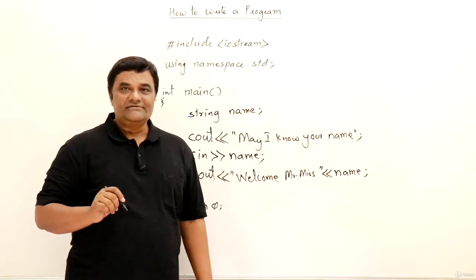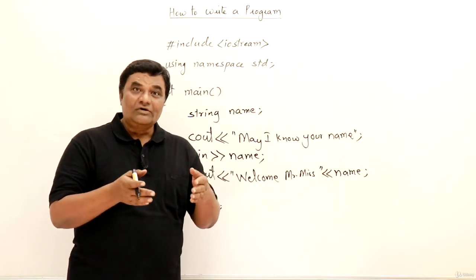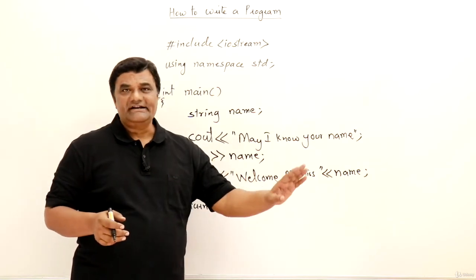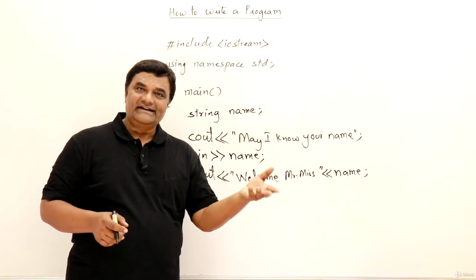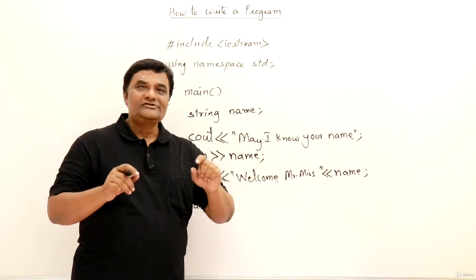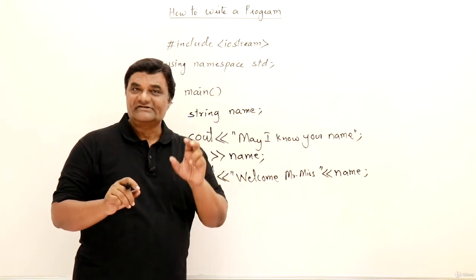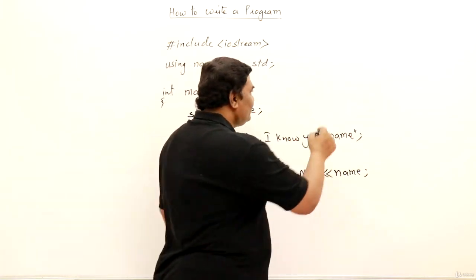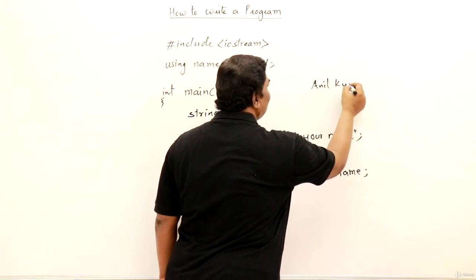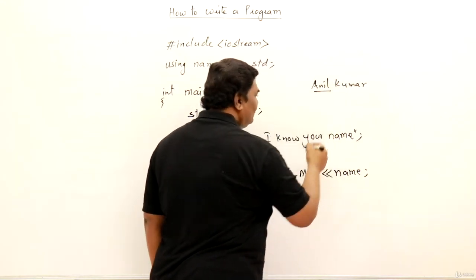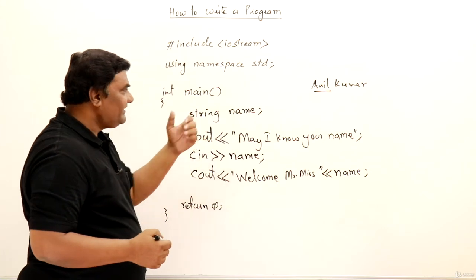Now one problem in this one. If your name is having more than one word, then it will not read all the words. It will read just one word. It will not read second or third word, right? Suppose your name is Ravi Kumar. So it will just read Ravi, right? So if your name is Anil Kumar, then it will just read Anil. Then how to make it read everything?